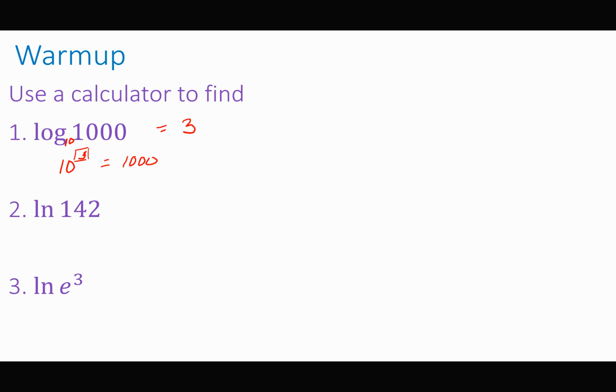Natural log. So natural log is log base E of 142. So this is saying E raised to what is 142? All right. That one doesn't simplify nicely. Exact answer is simply natural log of 142. If we were to put it into our calculator and approximate, it ends up being 4.96 approximately.